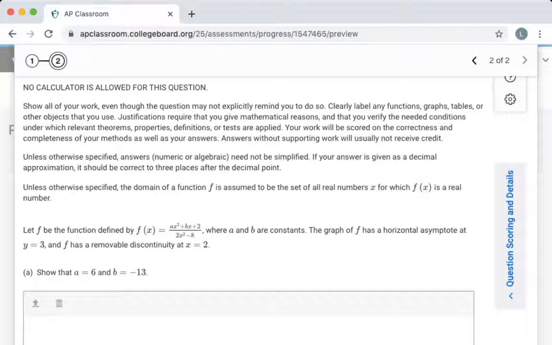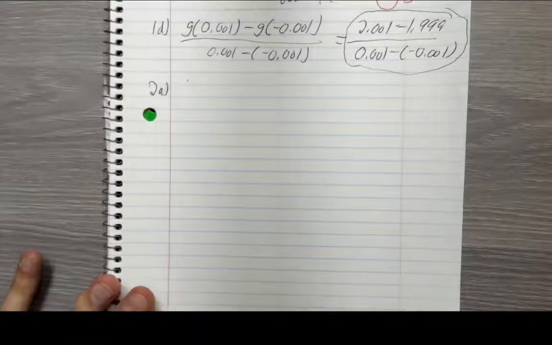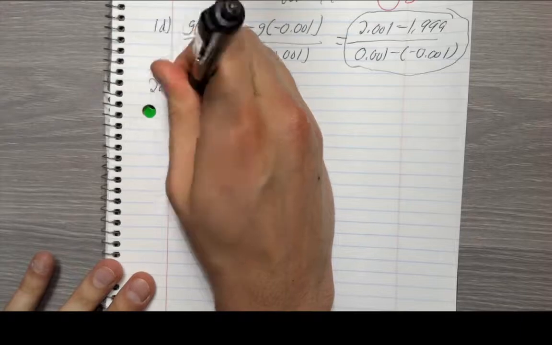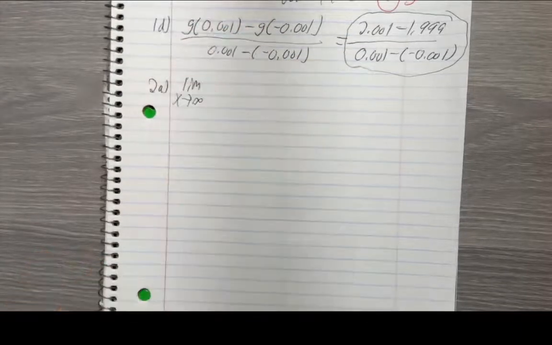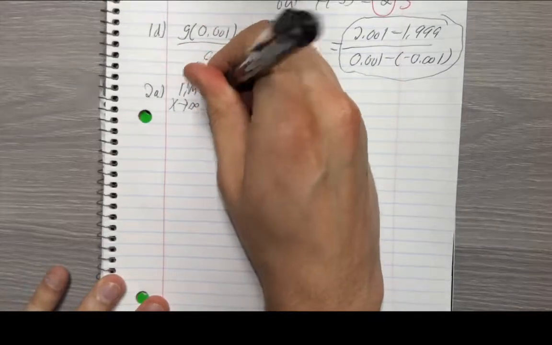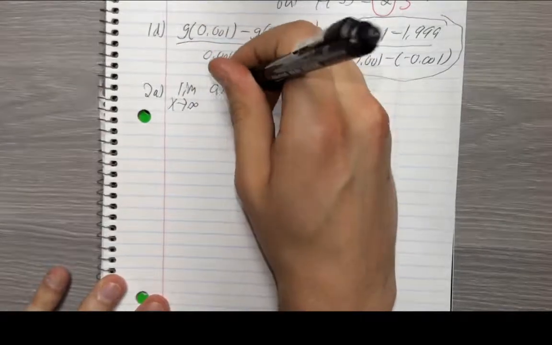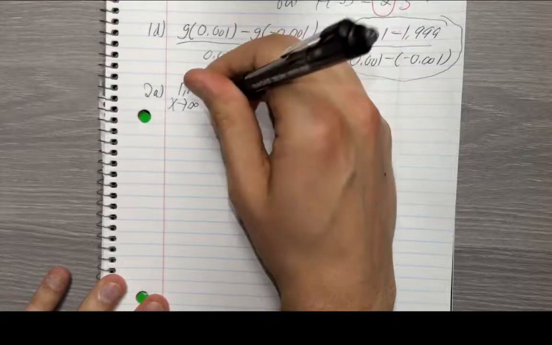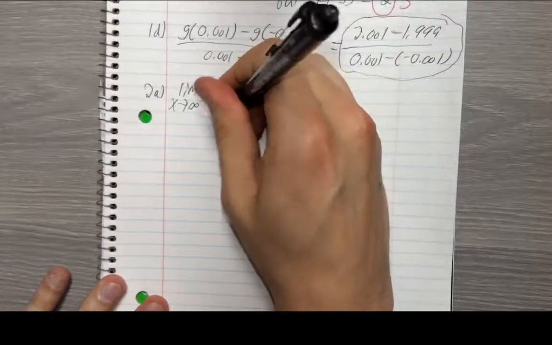So first things first, how do we find a horizontal asymptote? That's your first piece of information you know. And to find a horizontal asymptote, you need to take a limit as x approaches infinity. So we have the limit as x approaches infinity of our f of x, which ends up being ax squared plus bx plus 2 divided by 2x squared minus 8.